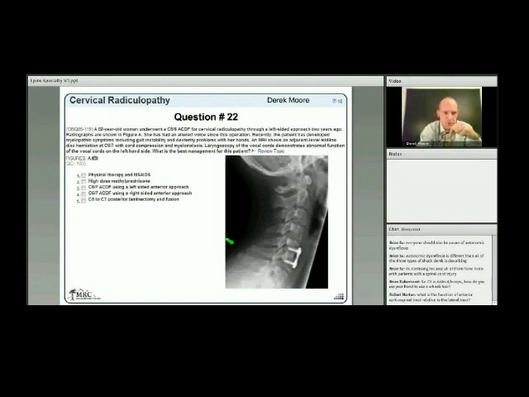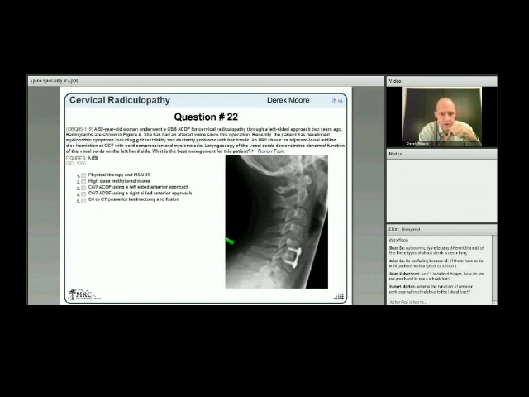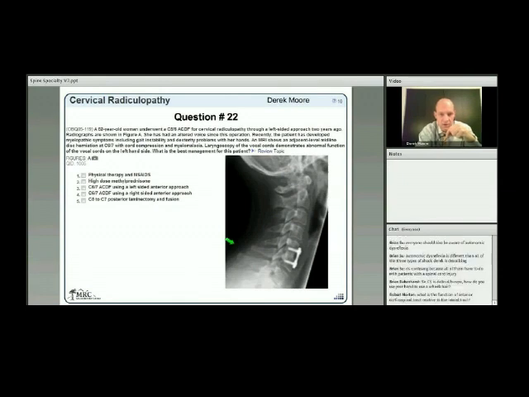Next question, a 52-year-old woman underwent a C5-6 ACDF for cervical radiculopathy through a left-sided approach 2 years ago. Radiographs are shown in figure A. She has altered voice since the operation. Recently, the patient has developed myelopathic symptoms, including gait instability and dexterity problems with her hands. An MRI shows an adjacent level midline disc herniation at C6-7 with cord compression and myomalacia. Laryngoscopy of the vocal cords demonstrates abnormal function of the vocal cords on the left-hand side. What is the best next step in management?